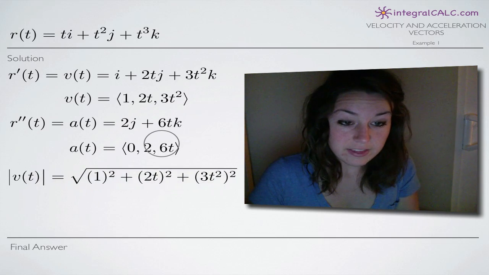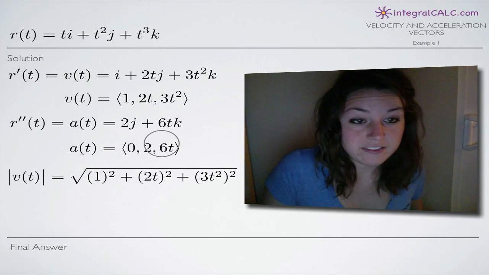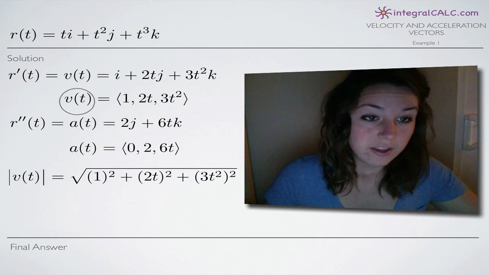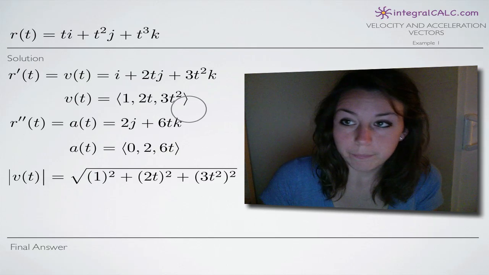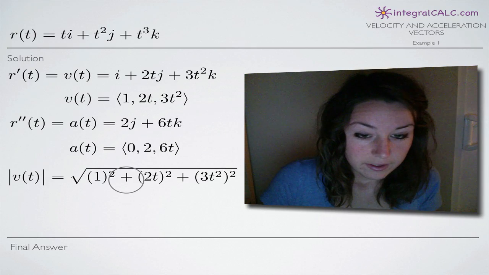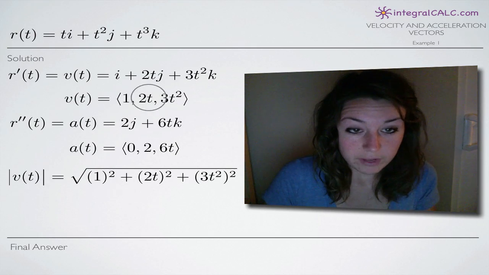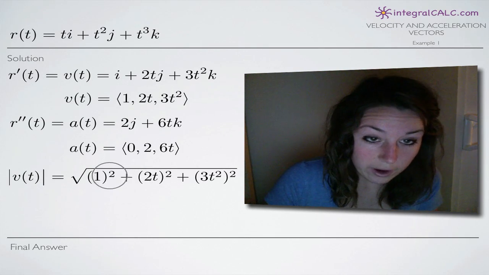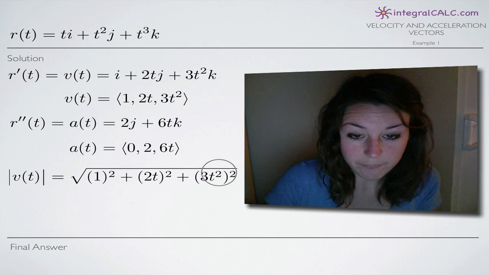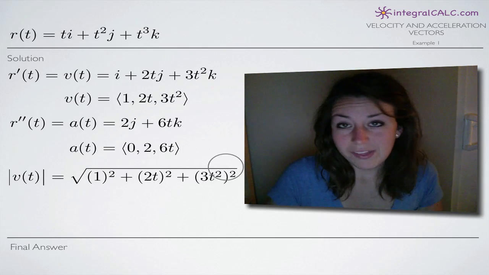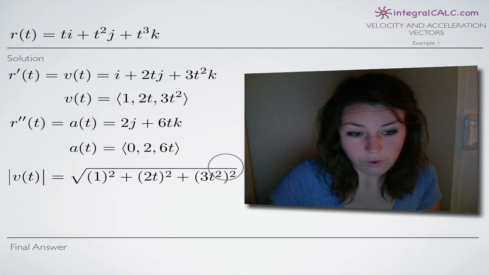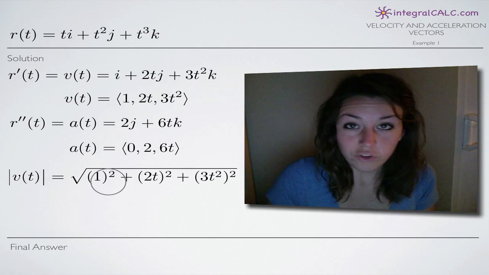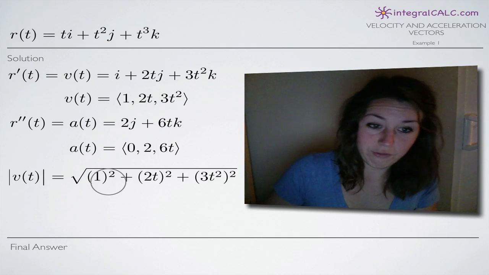And then to find the speed, we use this formula here, we take the absolute value of the velocity vector. What we're going to do is take the coefficients in our velocity vector, 1, 2t, and 3t squared, and we're going to square each of them. So we square each of them here, and then we're going to take the square root, and that's just a formula. You always do the same thing. You take the 3 direction numbers in the velocity vector, square them, add them together, and then take the square root of the whole thing.